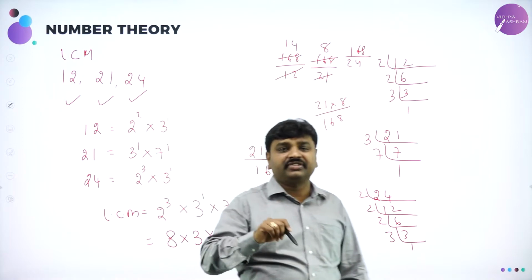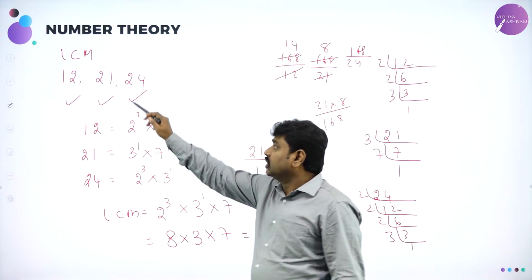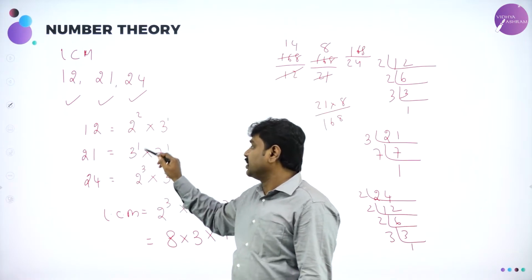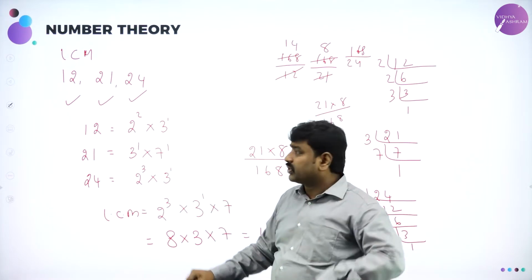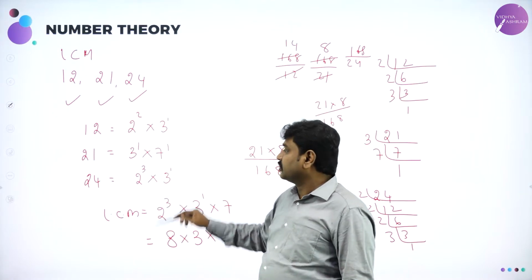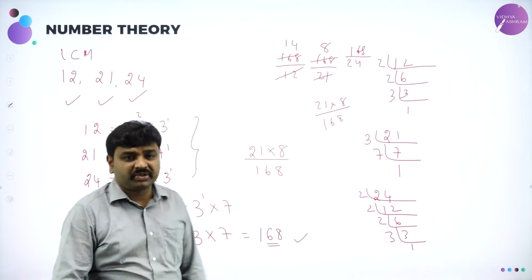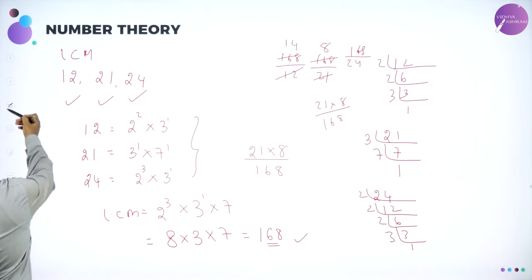What is meant by the prime factorization method? Given numbers, write them as a product of prime factors. They gave 12, 21 and 24. I wrote 12 as 2 square into 3, 21 as 3 power 1 into 7 power 1, and 24 as 2 cube into 3. Observe, 2, 3, 7 are all prime numbers. So this is the way. I hope all of you understood this. What is this method called? Prime factorization method. So simple and easy.